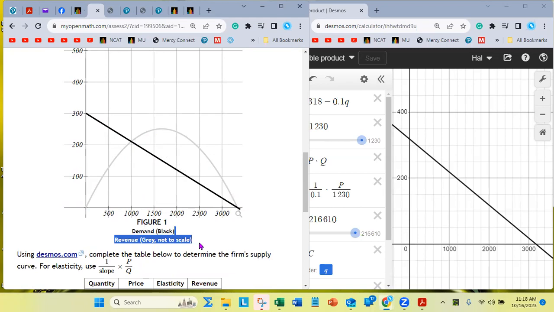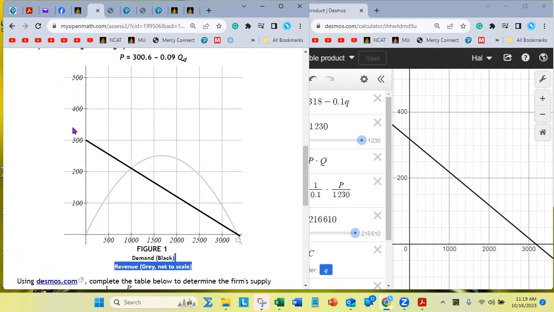And what I've done is, you can see right here, the revenue graph is gray, and it's not to scale, right? What I've done is I've graphed it. To graph it with demand, I've had to divide each revenue value by 1,000. So the scale for the demand curve is the vertical axis. The scale here is the price.